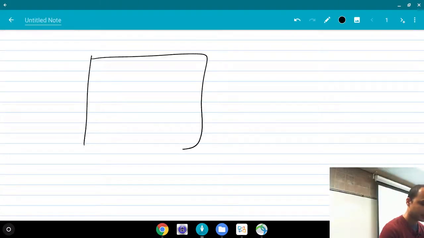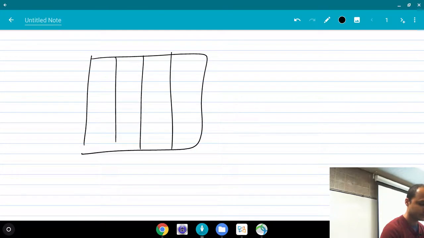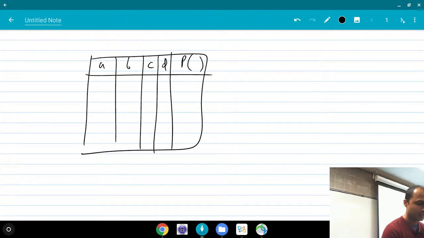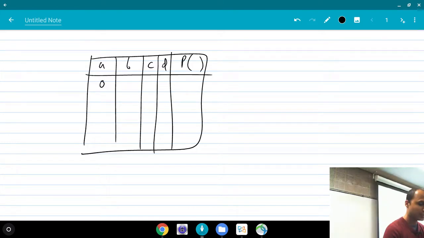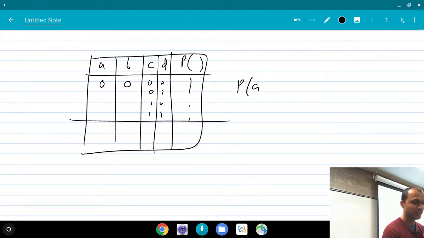All I'm saying is, if let's say A, B, C, and D are binary random variables, then for A and B taking the values 0 and 0, there will be many C and D values. So it's going to be 0, 0, 0, 1, 1, 0, and 1, 1. You would add all these numbers up to get the probability of A equal to 0 and B equal to 0.